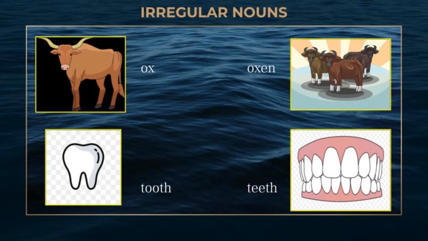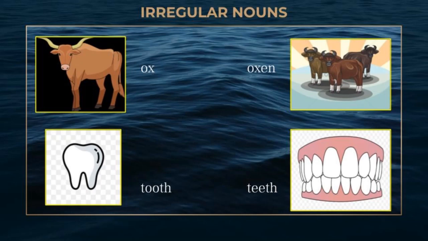Look at the first picture. What is given in the first picture? It is an ox. So students, just one ox is there in the first picture. Ox is a singular noun. The plural form of ox is oxen. O-X-E-N, oxen. Okay students, let's move to the next example.